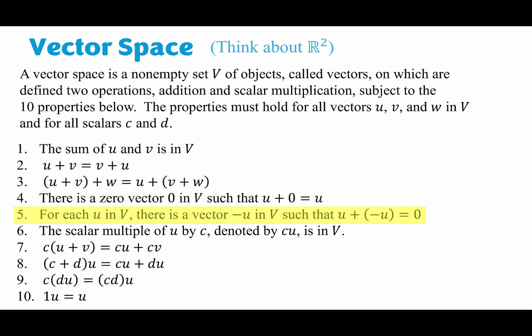Property 5: for each vector u in our vector space, there is a vector negative u, so scale u by -1, that's in the vector space such that when you add those two together, you get 0.